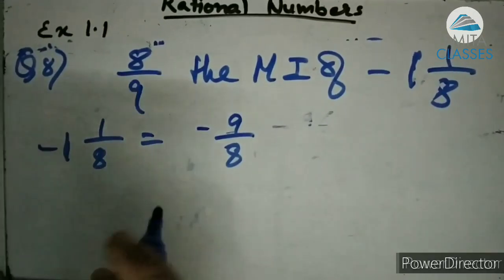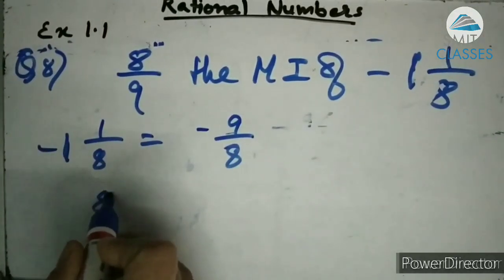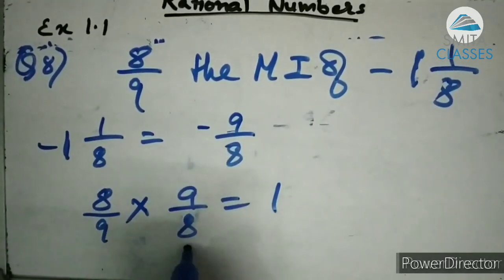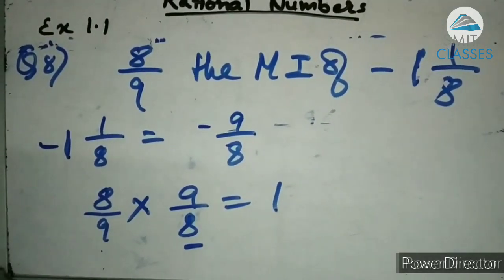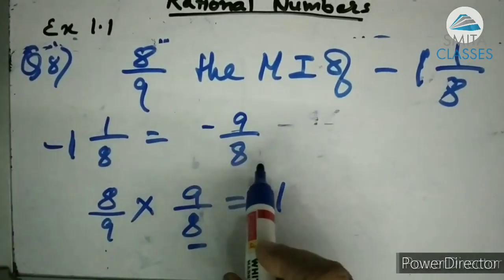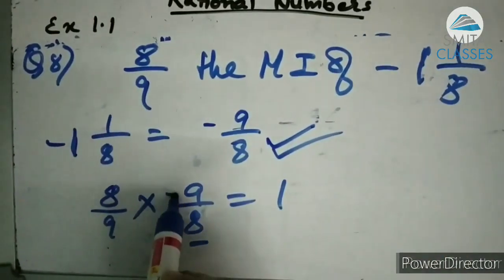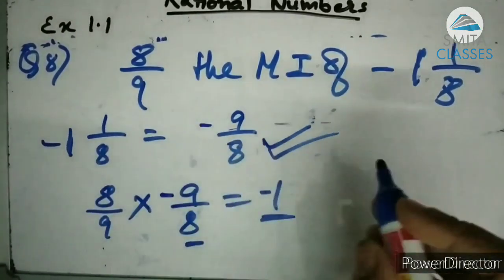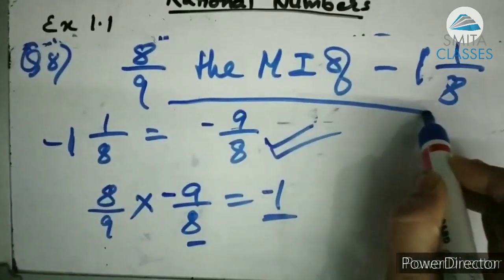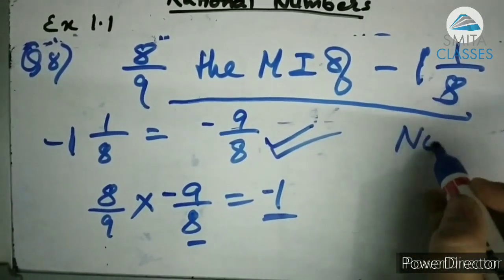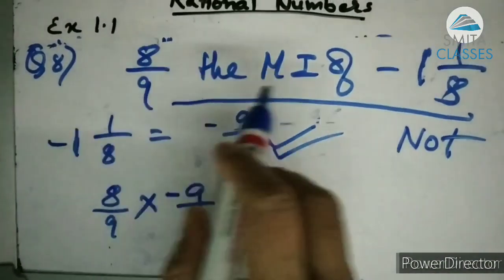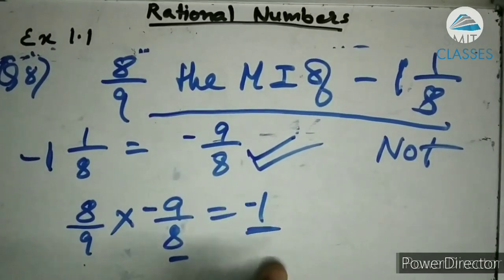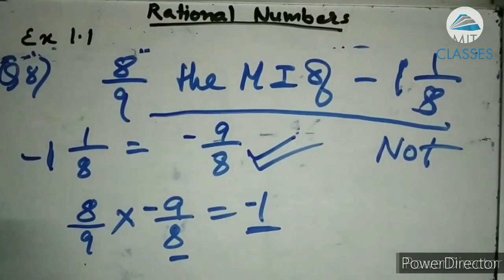Here, what does multiplicative inverse mean? If I multiply a number with another number and get 1, then this number is the multiplicative inverse of the other number. But here, what is the second number? The second number has got a minus sign in it, and I get the answer as minus 1 and not 1. So 8 by 9 is not the multiplicative inverse of minus 1 by 8, since we are not getting the answer as 1, but we are getting the answer as minus 1.